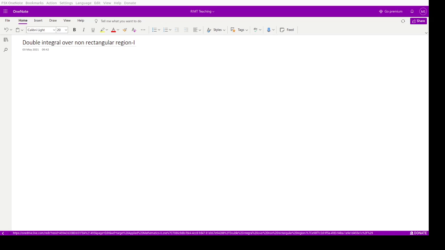In the last class, we studied how to calculate double integrals over a given rectangular region, and today we will be studying how to calculate double integrals over a non-rectangular region. So suppose our region is of this form.